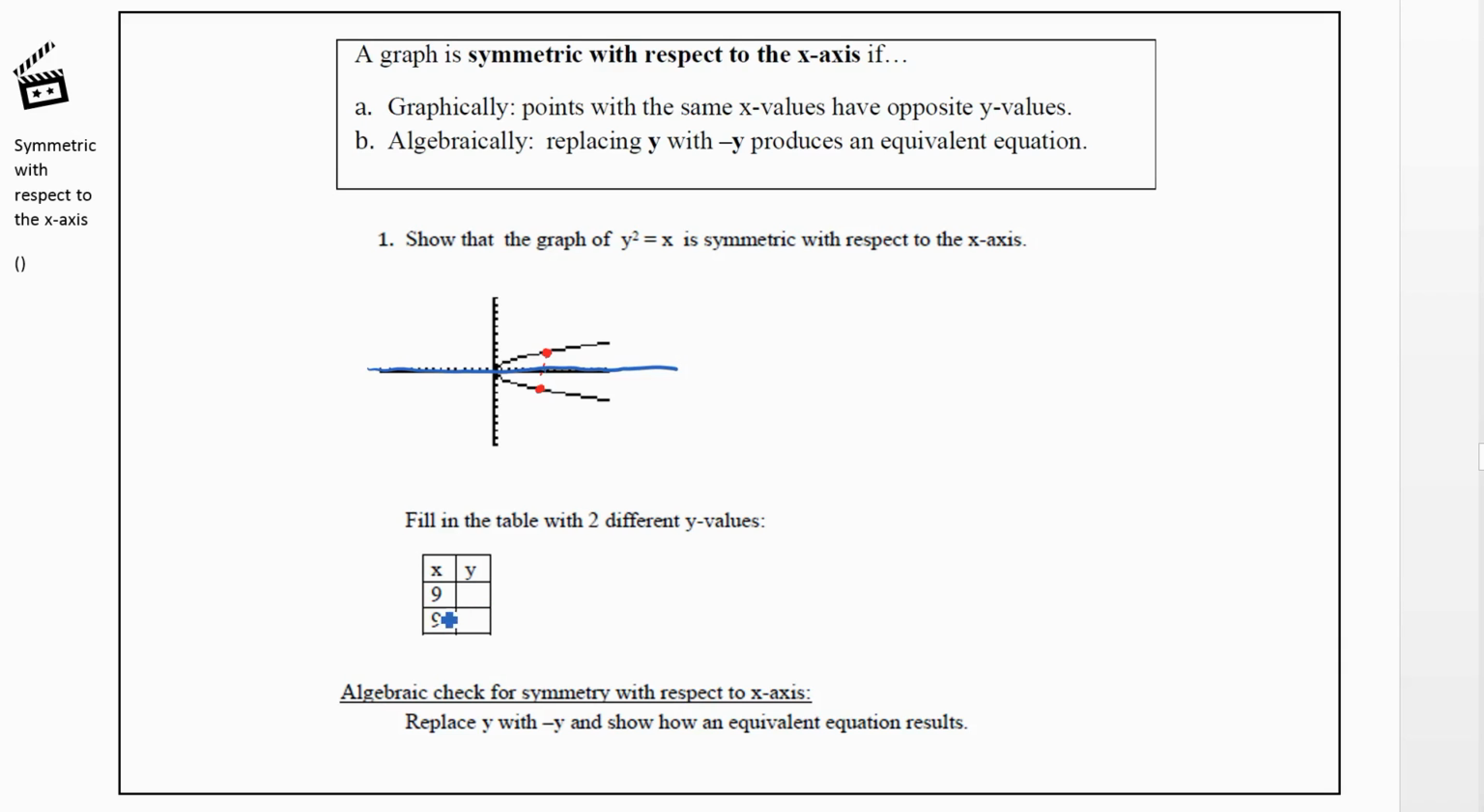So at x equals 9, if we have y squared equals x, that would mean y squared equals 9. Well, to get y by itself, you would take the square root. And when you take a square root of a number, you actually get a positive square root and a negative square root. So y is going to be positive and negative the square root of 9, and the square root of 9 is 3. So y equals plus or minus 3. So what that means, if we went out to 9, this would be 9, 3, and this would be 9, negative 3.